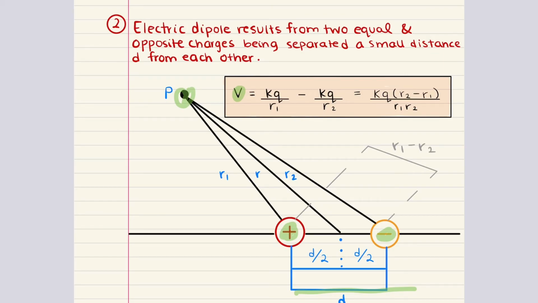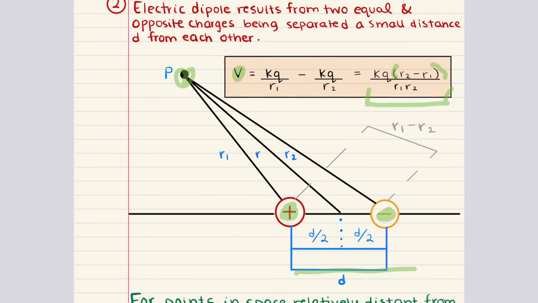Now, by simplifying the equation for points relatively far away from the dipole, we can express the potential in this way. V is equal to KQ multiplied by R2 minus R1 over R1 multiplied by R2. Because R1 and R2 are very close to each other for points far away from the dipole, we can approximate the potential further for points that are at a distance compared to the dipole separation.